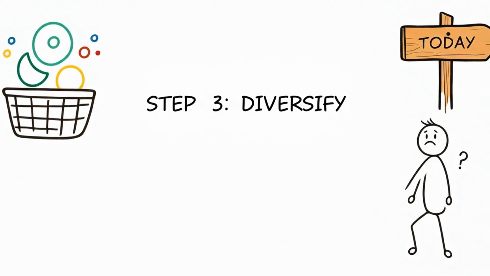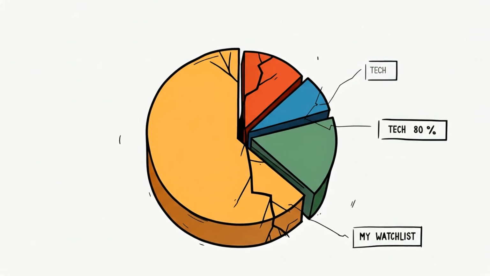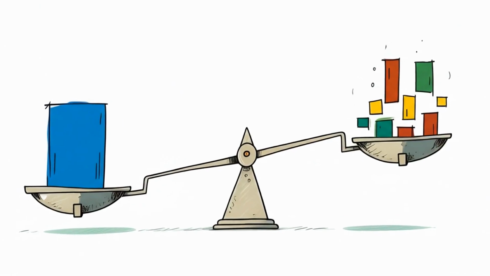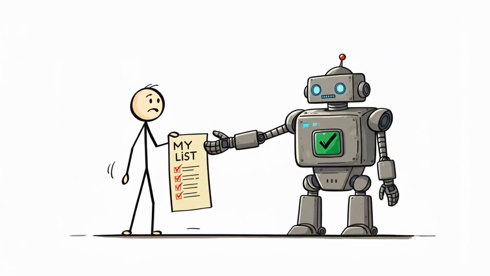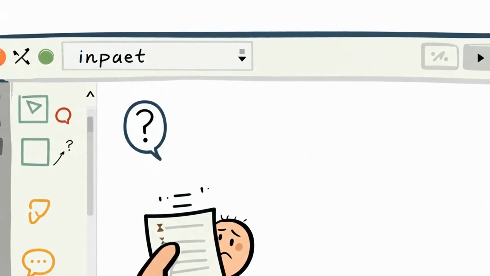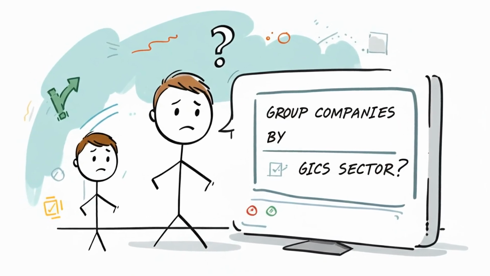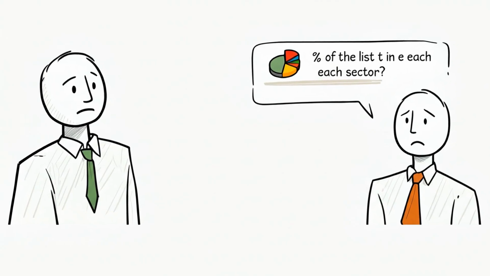Step 3. Check for diversification. If your filtered list is 80% tech companies, it's fragile. Your watch list needs variety to be resilient. Let's use AI to check your work. Paste your list of 10 to 15 companies into the chat. Use this prompt. Group these companies by their GICS sector. Show the percentage of the list in each sector.